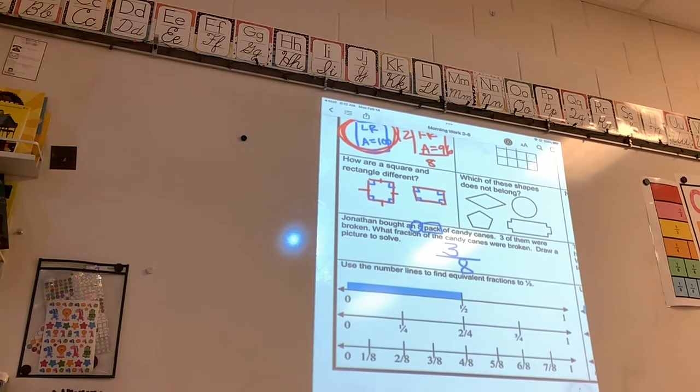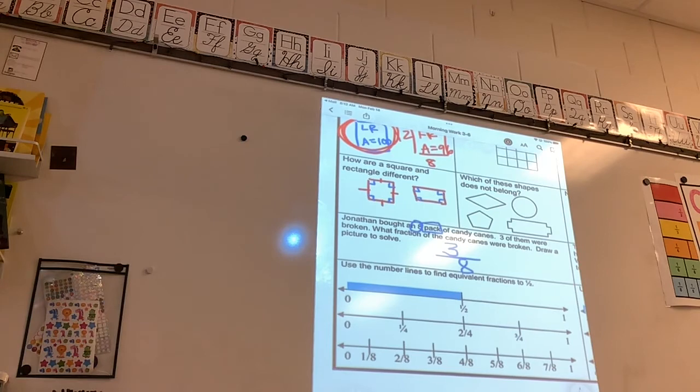And then you can draw a picture, which could be a shape. It could be candy canes. What else could it be? A number line. What else could it be? Butterfly? No, only because we don't have a second fraction to compare. So we're not comparing, we're just trying to show. What else, James? Yeah, fraction strips. So we've got lots of different ways we can show the fractions.